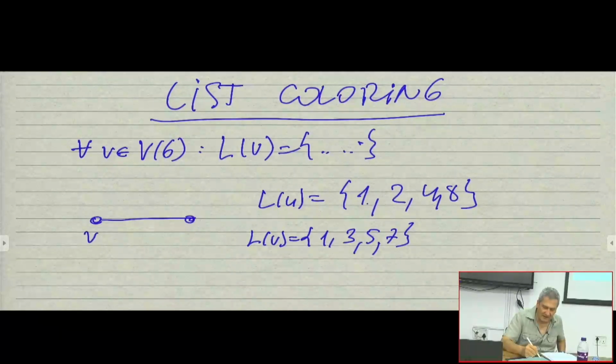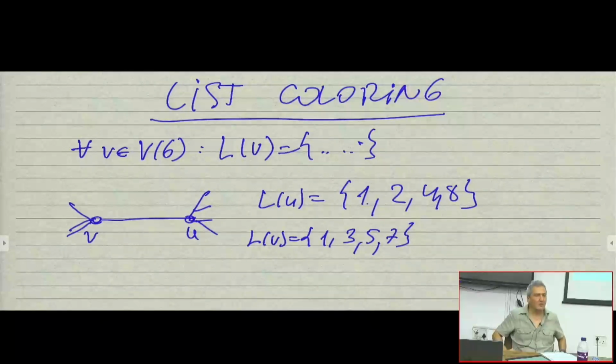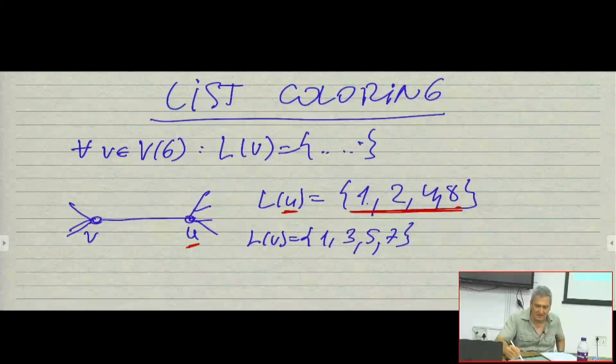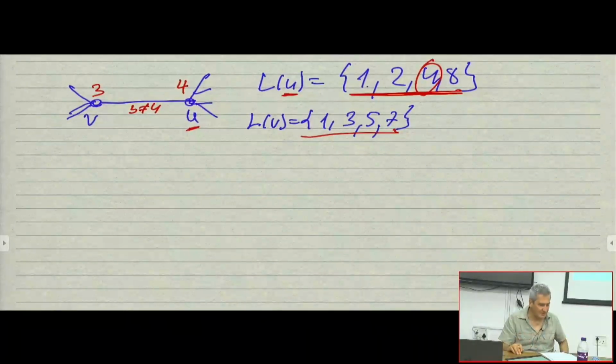Let's say this is part of the graph, V, U, and then when we color the graph, we want to choose a color for U from its list. So we should assign one of these colors. Let's say 4. And for vertex V, we have to assign some color from this list. Let's say 3. And of course, we like that 3 is different than 4. These colors are different.